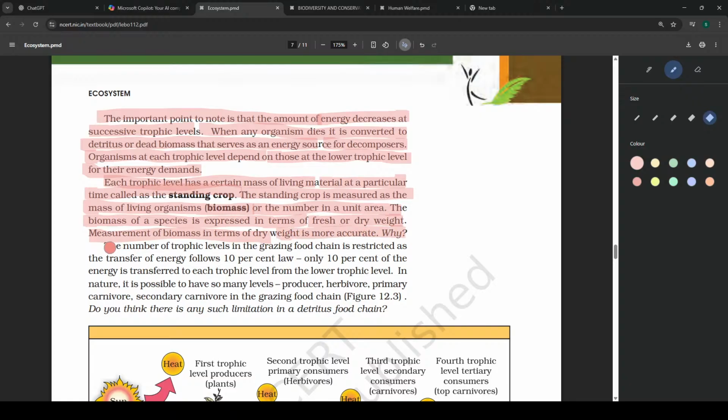Why? The number of trophic levels in the grazing food chain is restricted as the transfer of energy follows the 10% law. Only 10% of the energy is transferred to each trophic level from the lower trophic level. In nature, it is possible to have so many levels: producer, herbivore, primary carnivore, secondary carnivore in the grazing food chain.